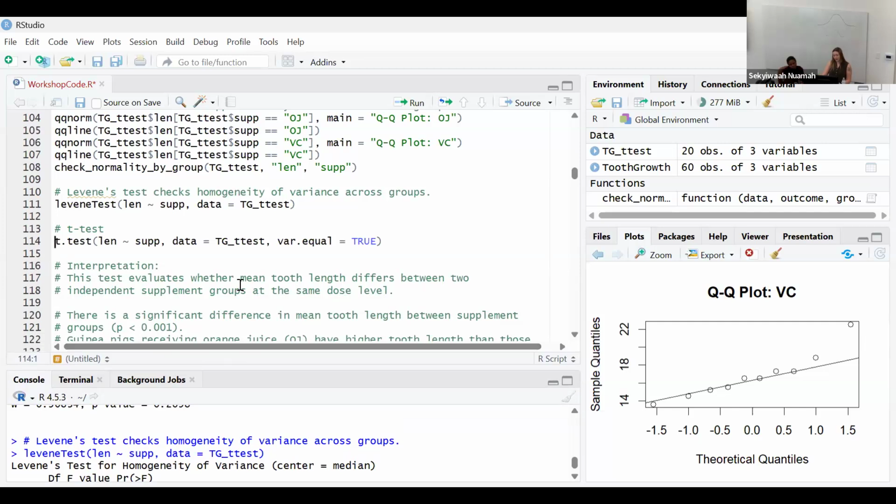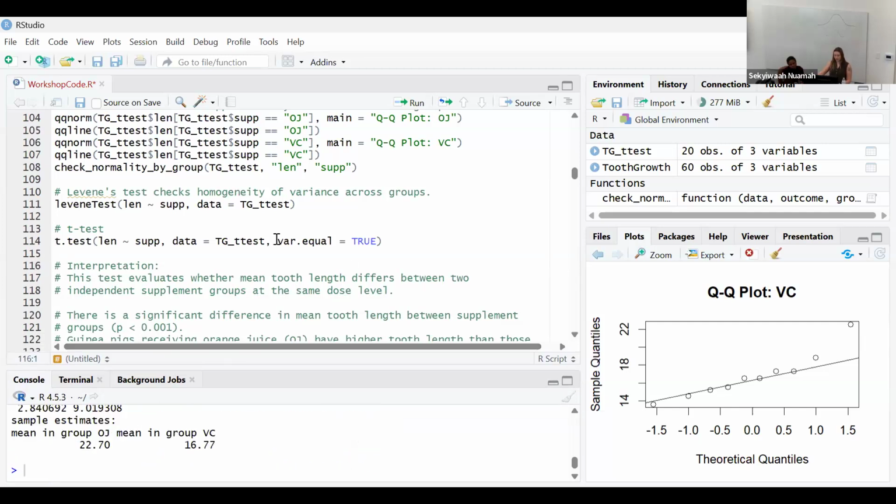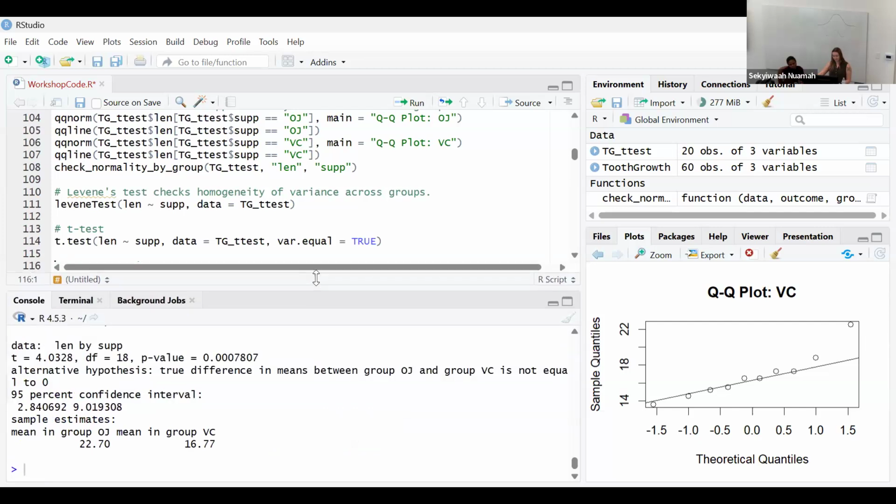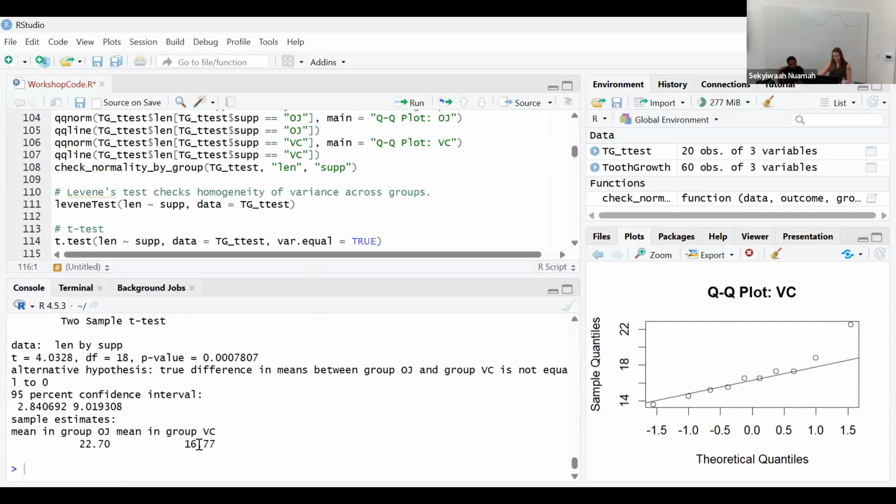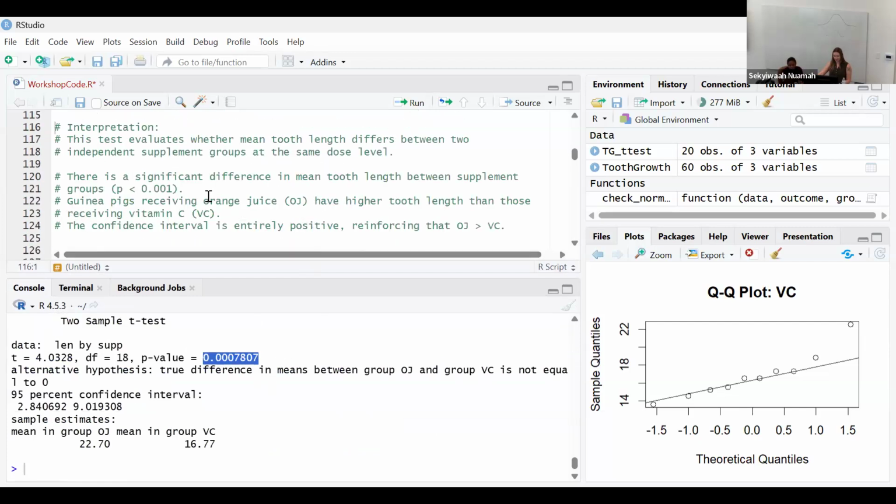Okay, so finally, let's run our t-test. Here's our p-value. That's very low. So what this test is going to tell us is whether the mean tooth length differs between the two independent supplement groups. So does it differ between orange juice and vitamin C?